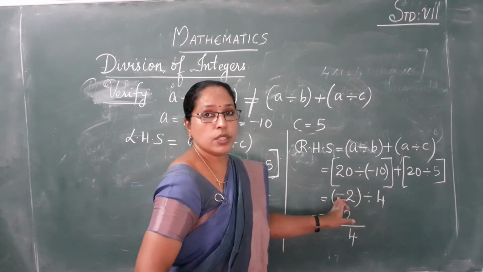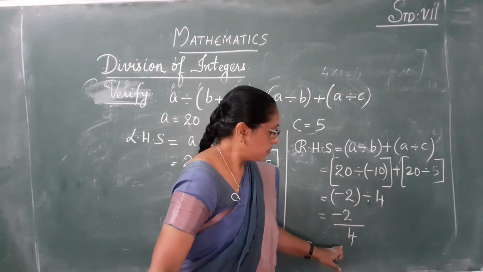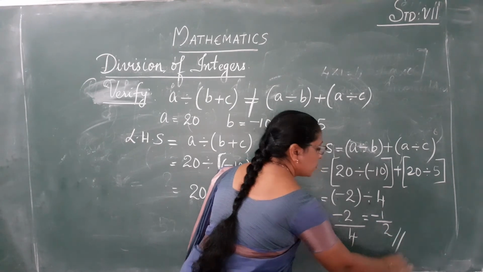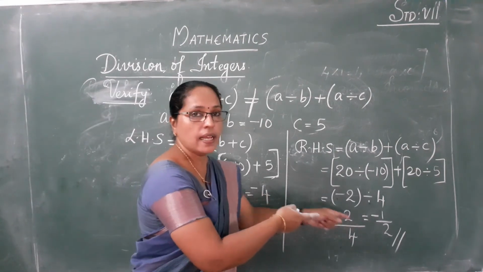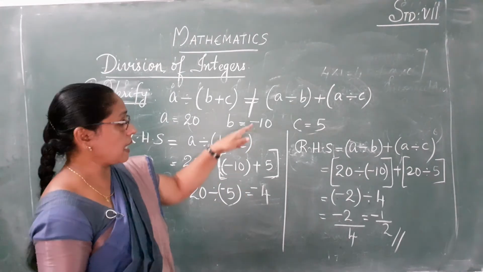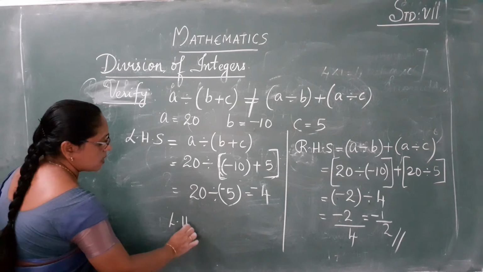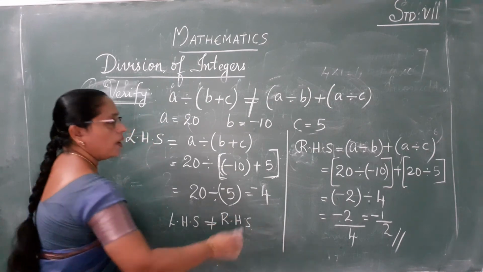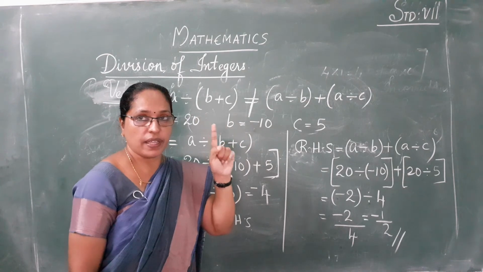See children, negative 2 divided by 4 can be written as negative 2 by 4. So which is the answer? Negative 1 by 2. So can you see now the left hand side and right hand side? Are the answers the same? No, the answers are totally different. That's what the question says: is not equal to. So what can we say? LHS is not equal to RHS. So hence verified. It is not equal. That's the meaning of verification. Clear?